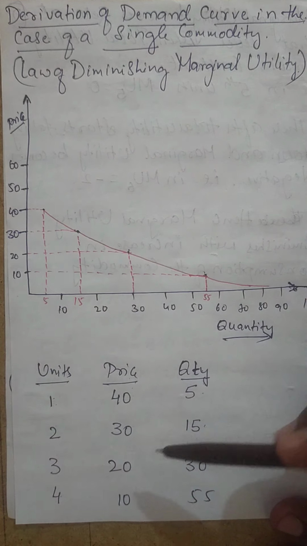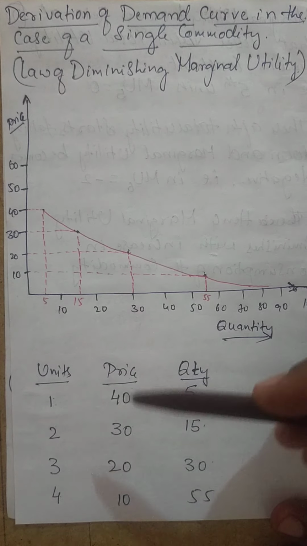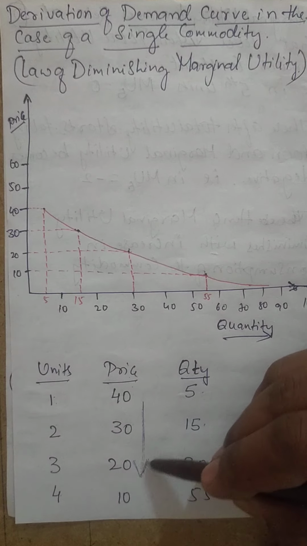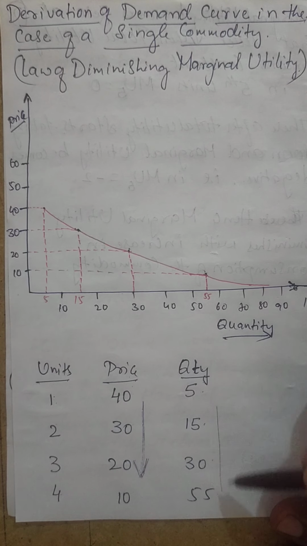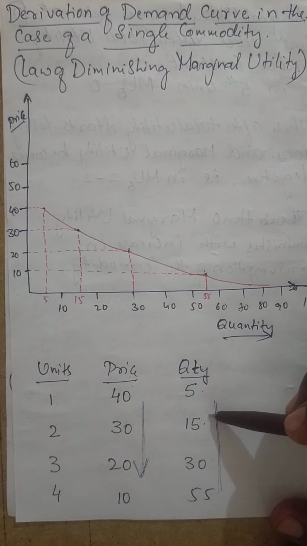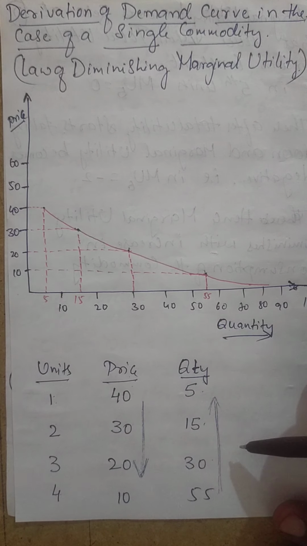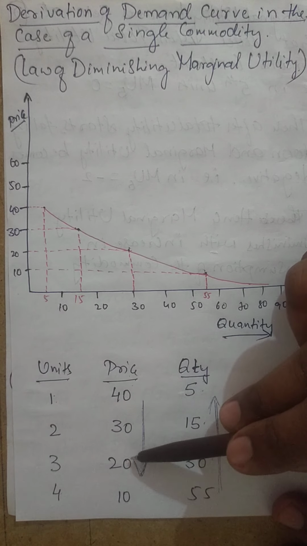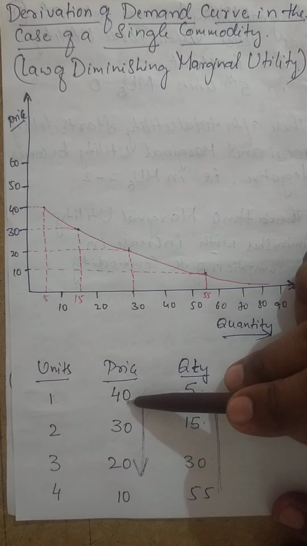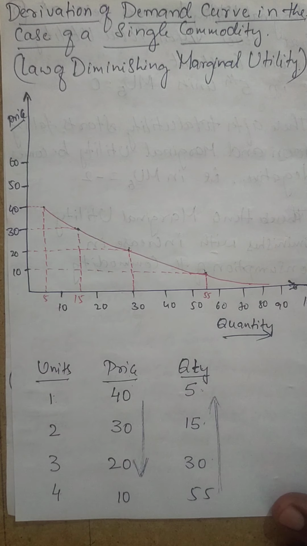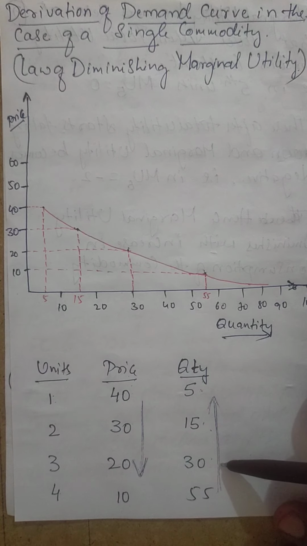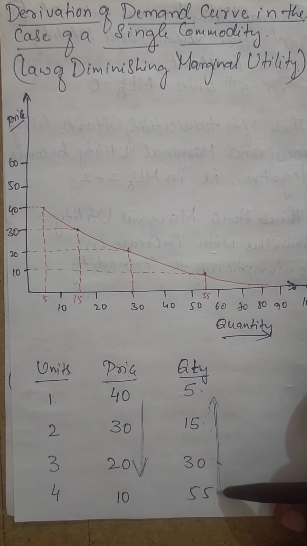That means what? If you see here properly, the price drop is taking place, and there is an increase in the level of quantities. Price goes from 40 to 30, 30 to 20, 20 to 10. When it is 40, the consumption level is only 5 kg. When it is 30 rupees, it is consuming 15 units. When it is 20, consuming 30 units. When it is 10 rupees, consuming 55 units.